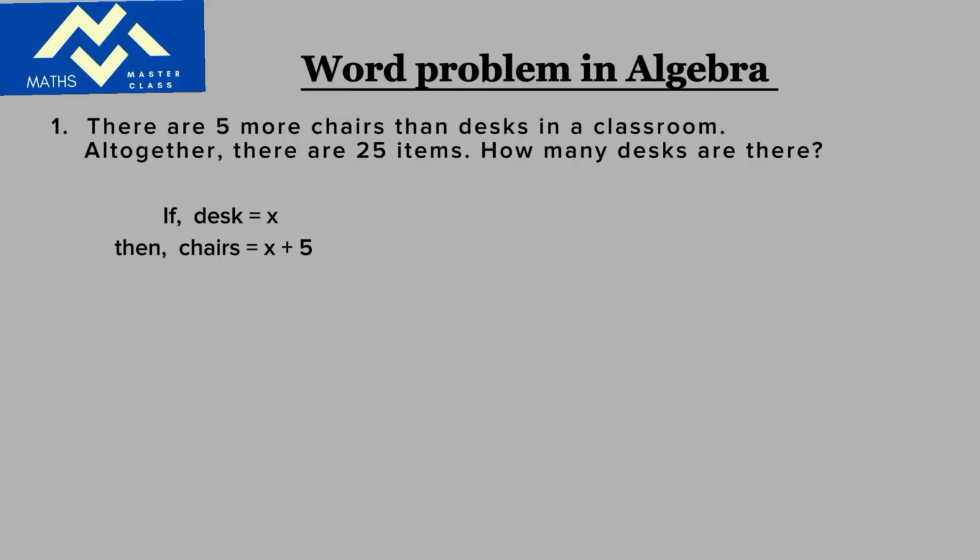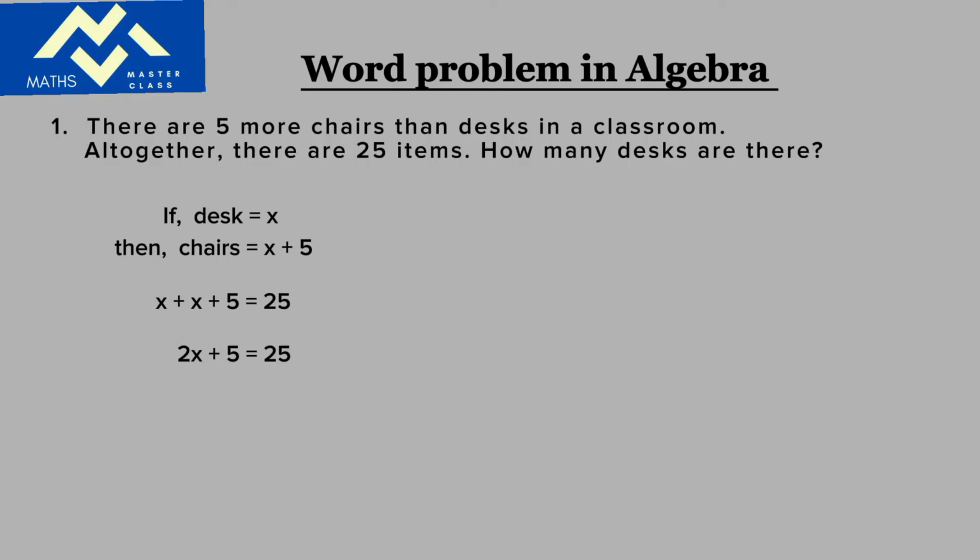Step 2. Altogether, there are 25 items. This means number of desks plus number of chairs equals 25. X plus X plus 5 equals 25. Step 3. We simplify the equation to find x. X plus x equals 2x. 2x plus 5 equals 25.